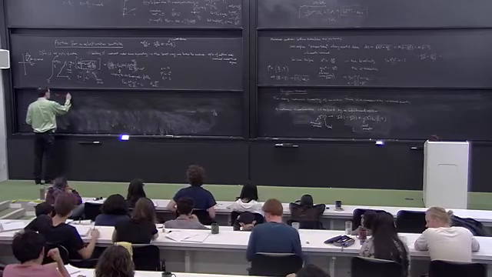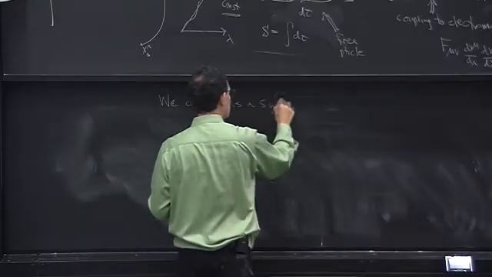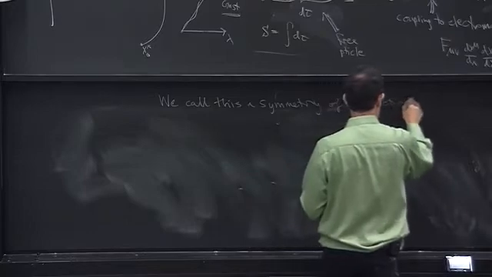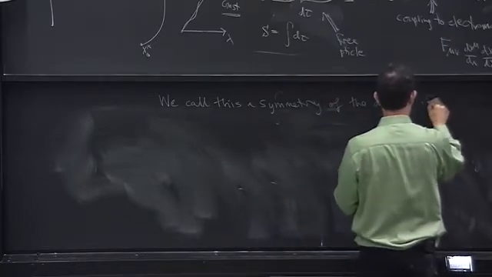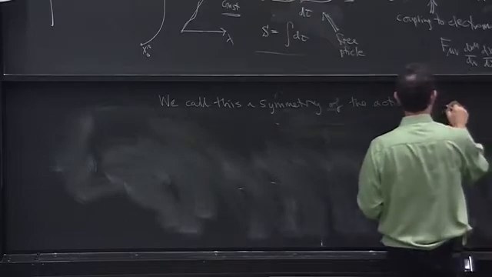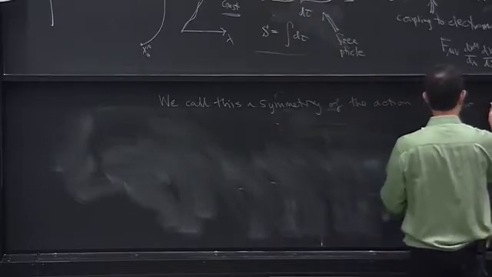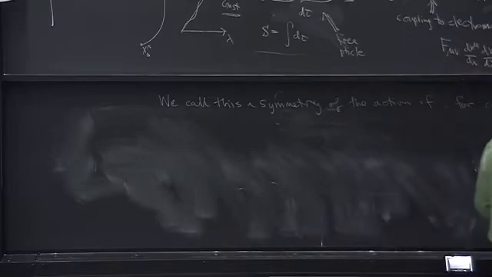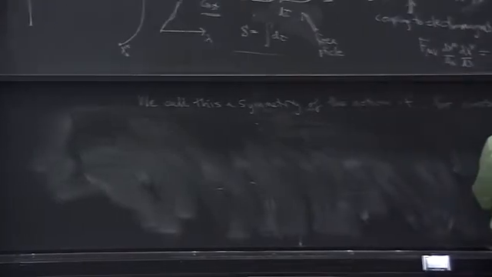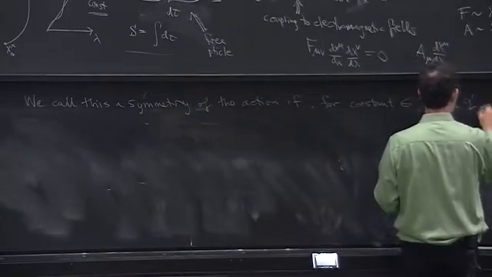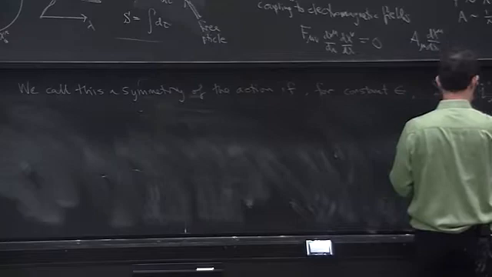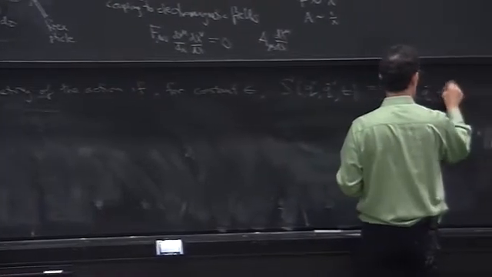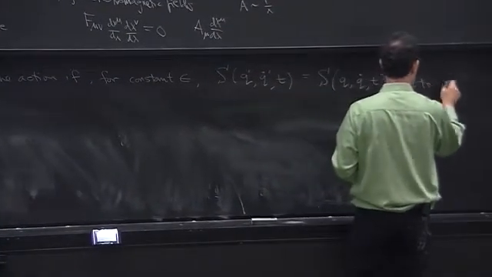So we call this a symmetry of the action if, for constant epsilon, the action of q prime, q dot prime, and t is equal to the action of q, q dot, and t up to surface terms.